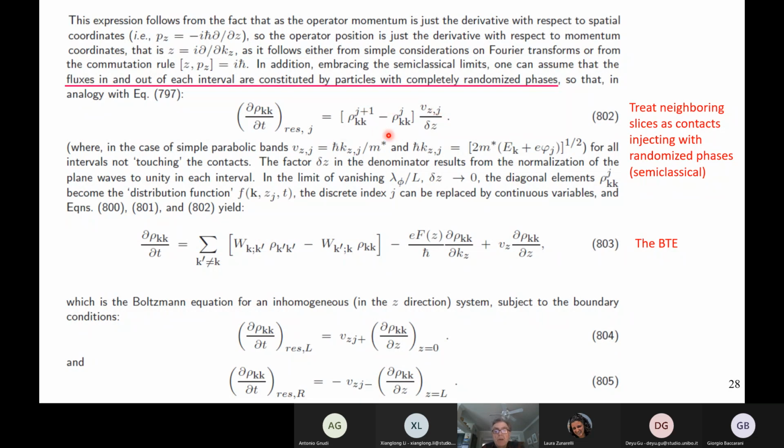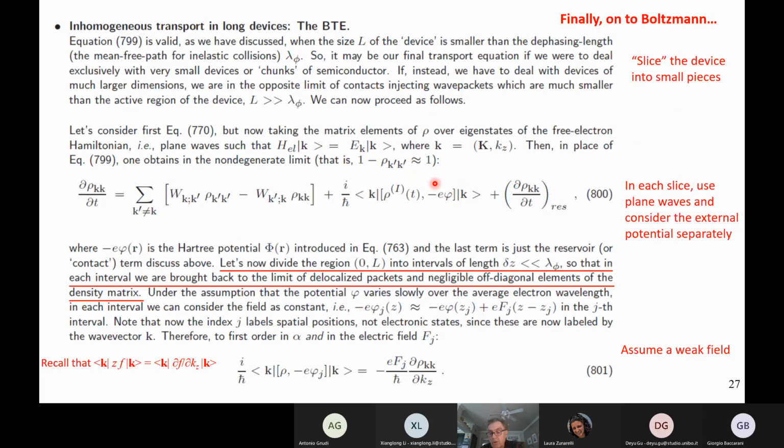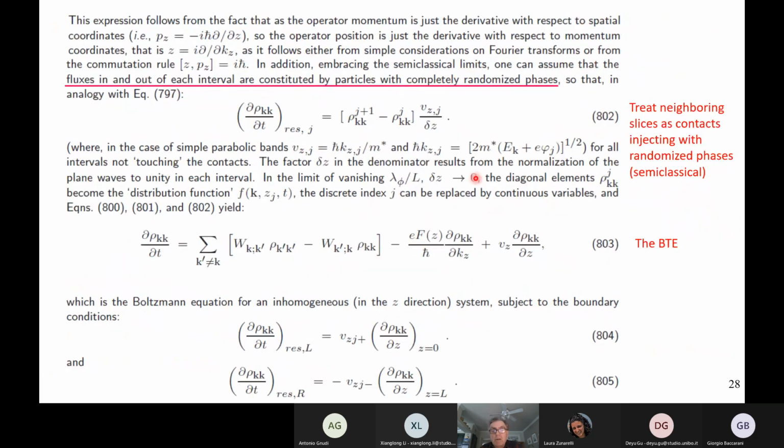So in the limit in which I make the slices very thin, of a thickness delta z, which is smaller than the coherence length of the device, what I have is that the derivative of the occupation of a state k is given by the usual master form of the collisional operator, plus the gradient in k space of the occupation itself, which is what we get from the commutator here, and then the effect of the contact, in a limit in which this is very small.